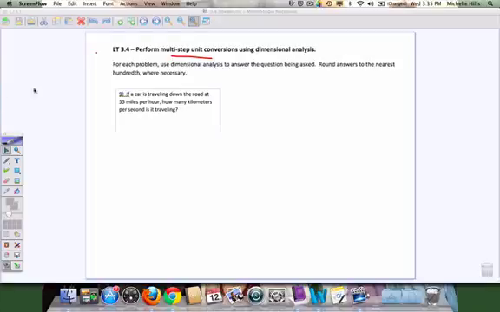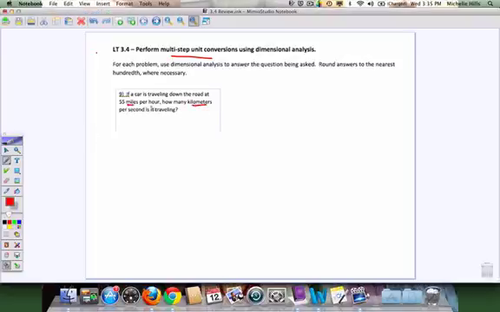So it's telling me I'm going to perform multi-step unit conversion. And the reason it's multi-step is I need to go from miles per hour to kilometers per second. So I am going to have to convert miles to kilometers at some point, and then I'm going to have to go back and convert hours to seconds. So I'm going to start setting up my t-chart.